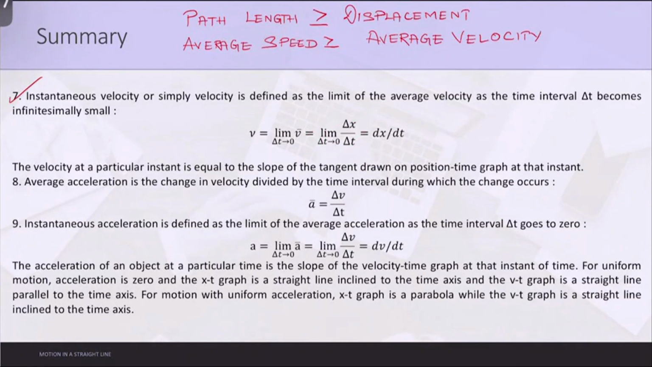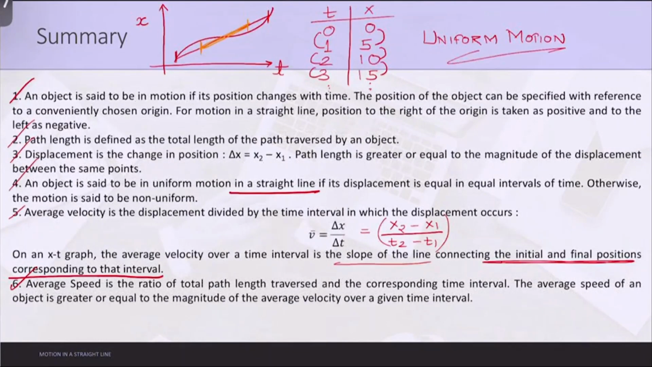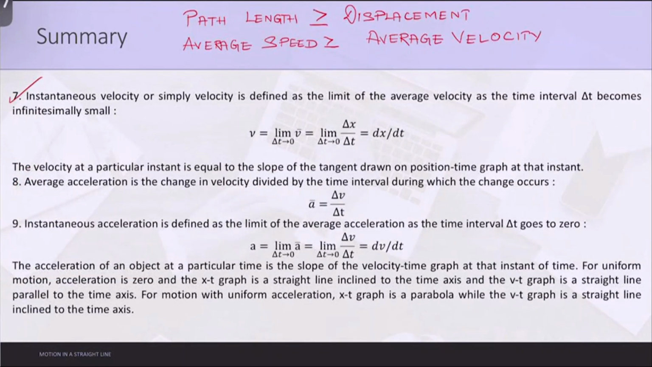Okay. The velocity at a particular instant is equal to the slope of the tangent drawn on the position time graph at that instant. So similar to this position which we understood here about the xt graph, we can understand this for the vt graph also. What they're just saying is that the velocity at a particular instant is equal to the slope of the tangent drawn on the position time graph at that instant.